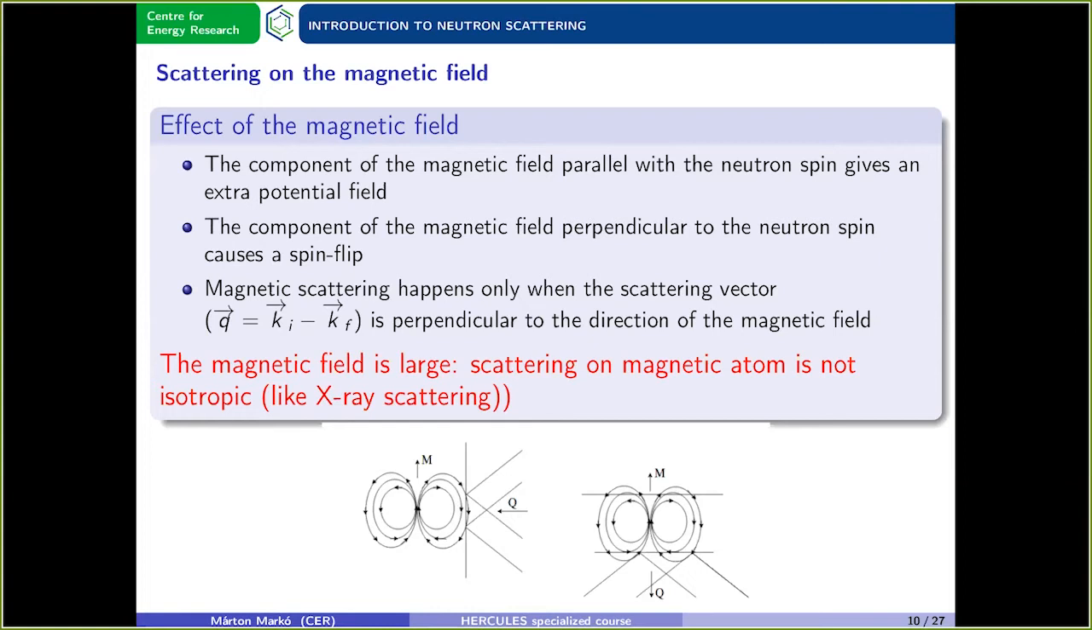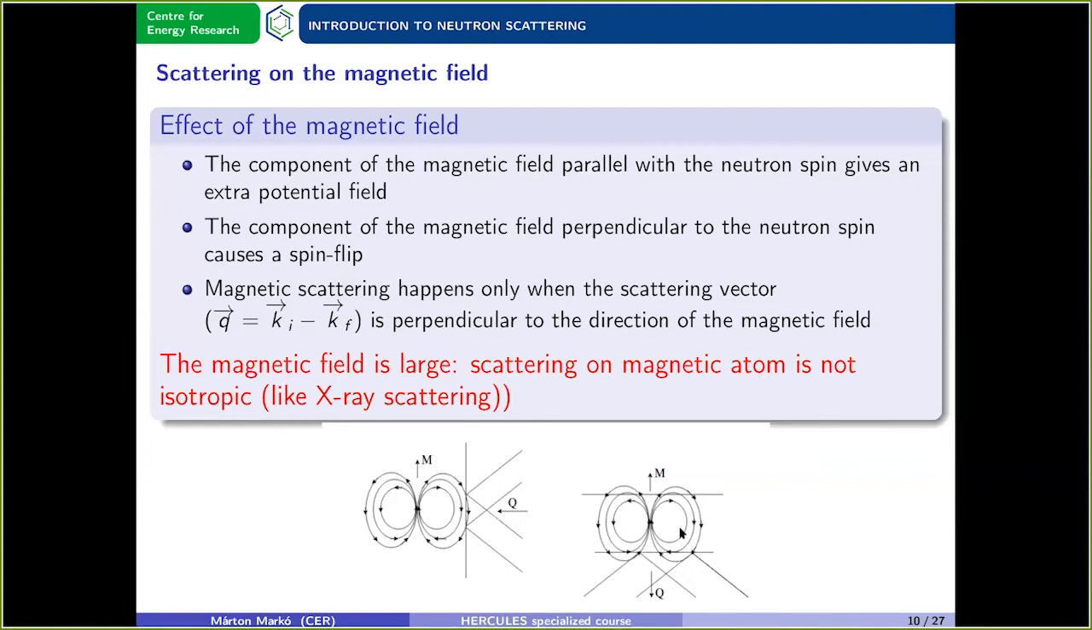And magnetic scattering happens only when the scattering vector is perpendicular to the direction of the magnetic field. This can be shown here. Okay, so the neutron comes in with a wave number, it goes out with a scattered wave number, and the difference is the scattering vector, which is the q. And if the magnetic field is perpendicular to it, then we see the change. We see the magnetic scattering. If the magnetization is parallel with the q, this is a magnetic atom, then the neutron, which will be scattered at different positions, will see different magnetic fields, and that will be averaged. So in this case, we will not see magnetic scattering, only nuclear one.